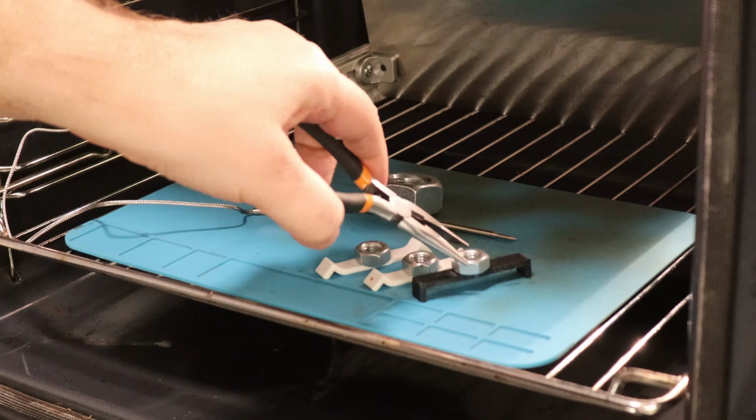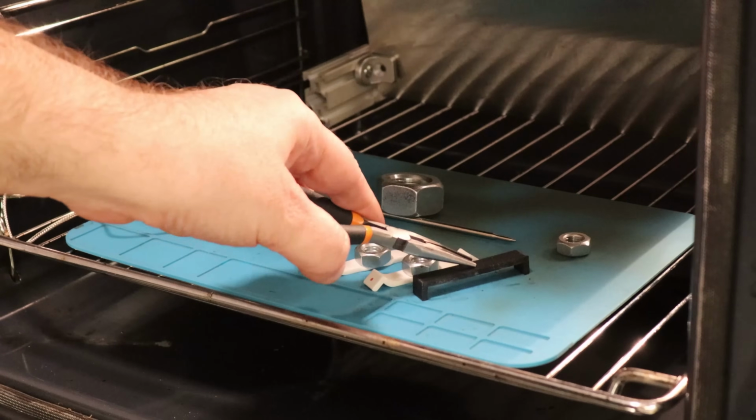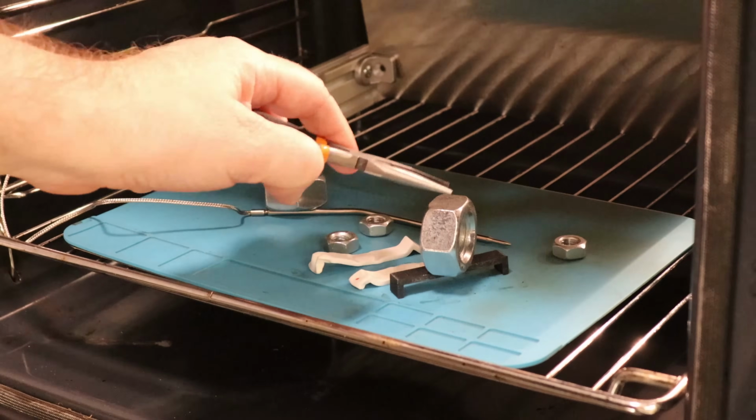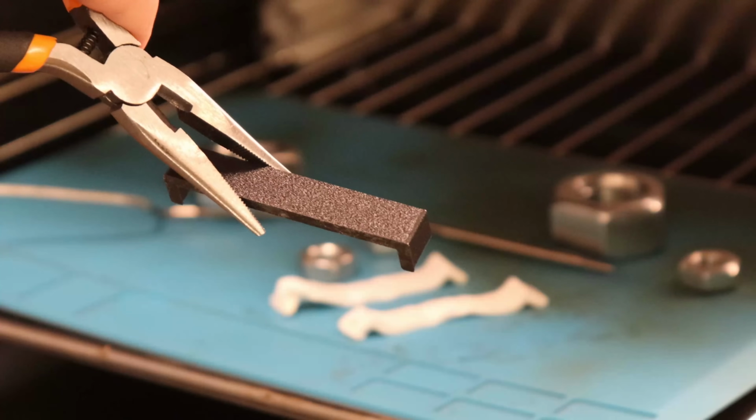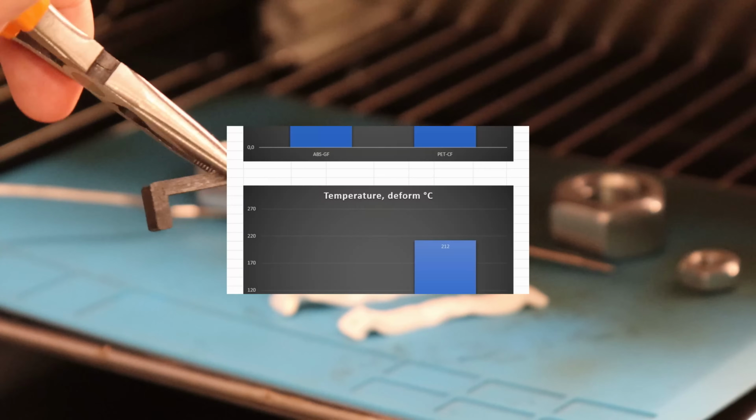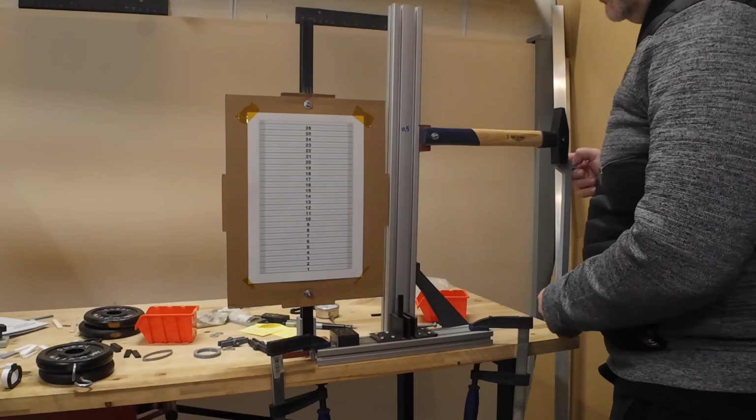Let's see how hard is it. Wow. 212 degrees Celsius and it is in perfect shape. This PETG-CF is super temperature resistant material, and don't forget that I didn't do the annealing here. But even this ABS-GF is quite impressive, probably because of these glass fibers, so it is better than the regular ABS. Siraya PETG-CF.